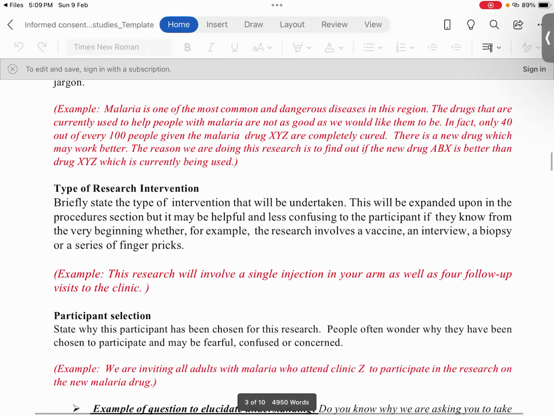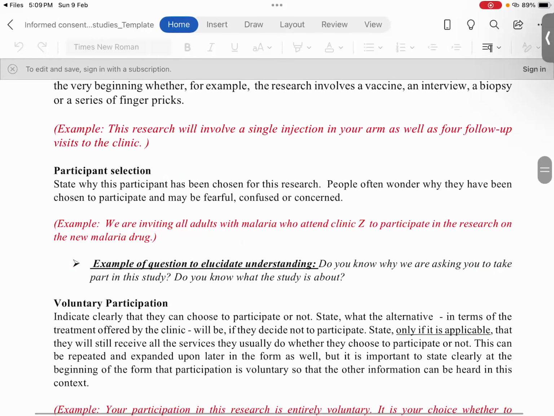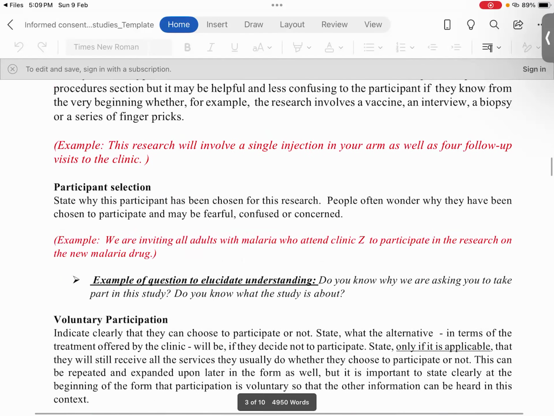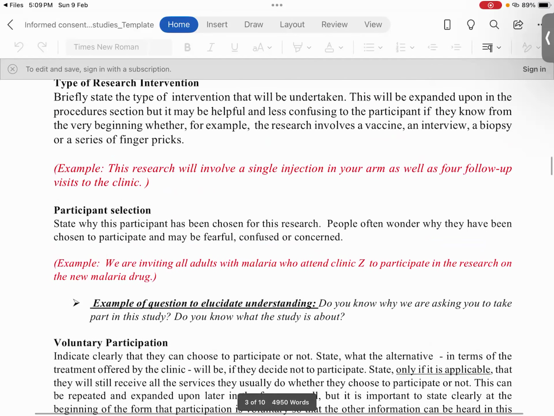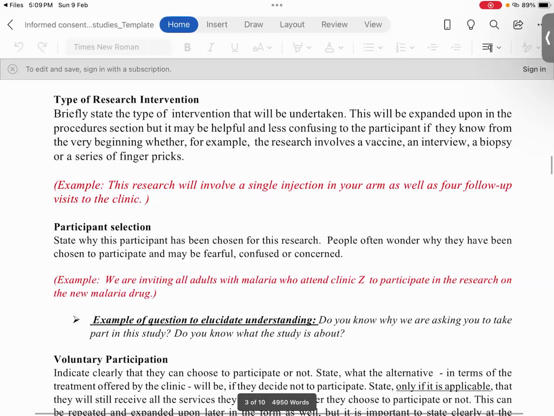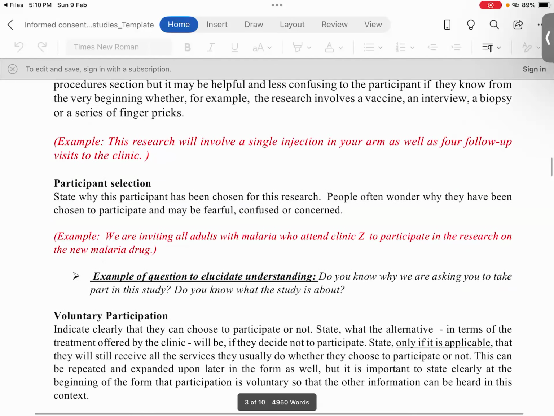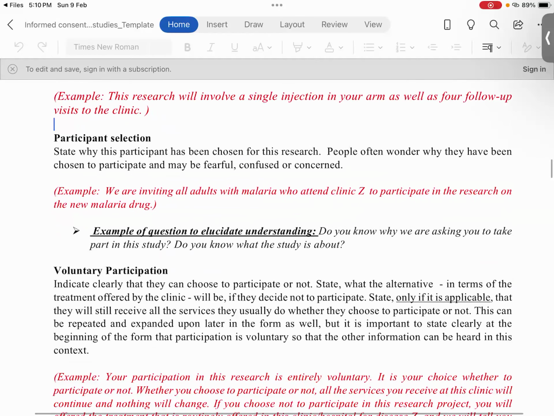I will read a couple of things, then the rest you can read at your own pace. Type of research intervention: the research will involve a single injection in your arm, as well as 4 follow-up visits to the clinic. In very easy language, you tell them how many times they have to come to the clinic. See, another example, participant selection, how they are selecting: we are inviting all adults with malaria who attend this clinic to participate in the research.